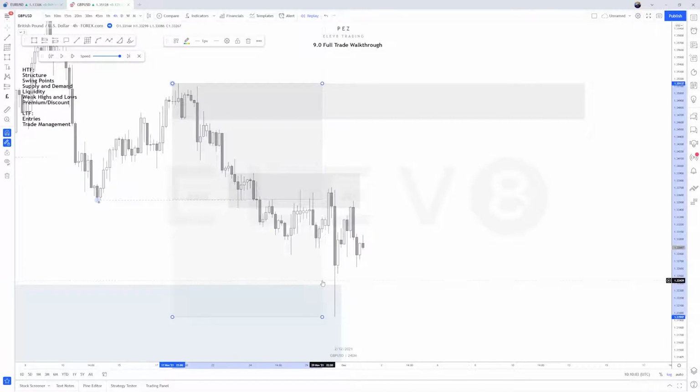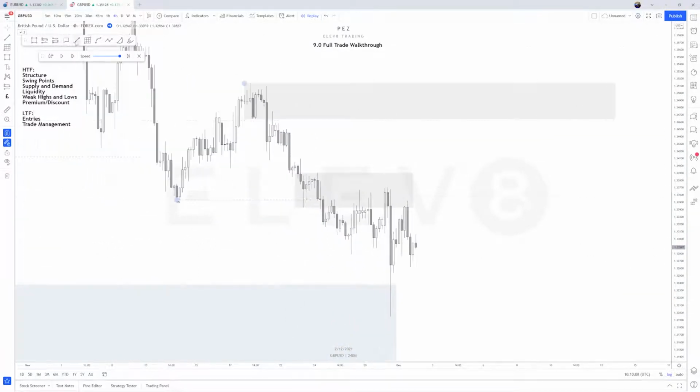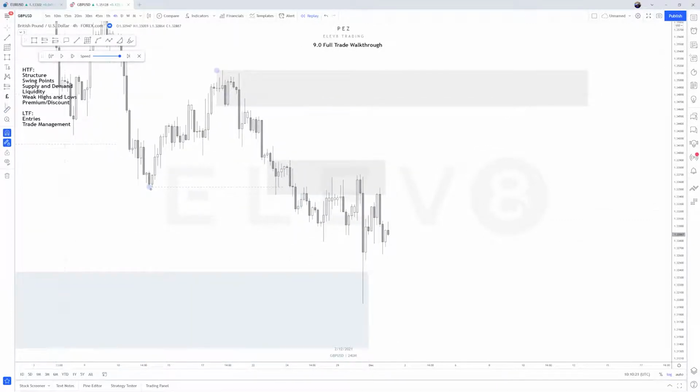So if we delete this, on the 4 hour we can see that we had this push up here and then we broke this low. We then had a small pullback here. This pullback was 37 pips, so not structure. And then we had a pullback here, which was more than 40 pips. So this is our new swing low on the 4 hour, pullback, and then we had a breakdown here.